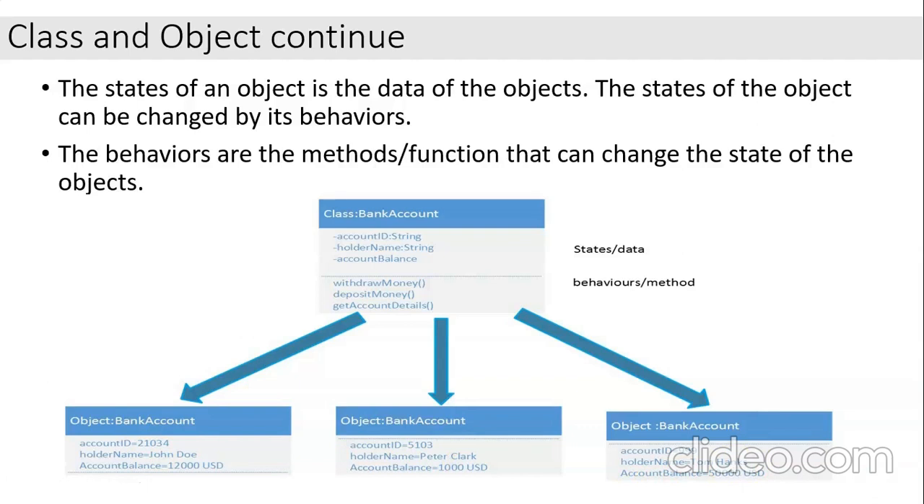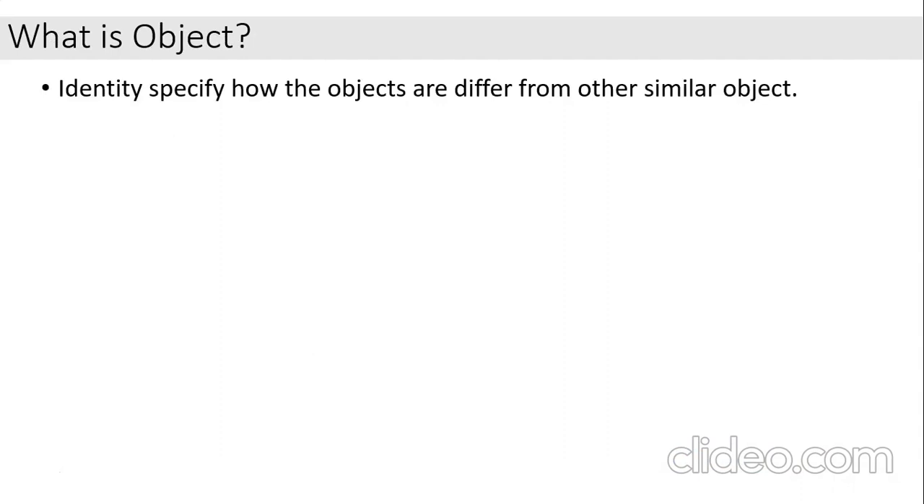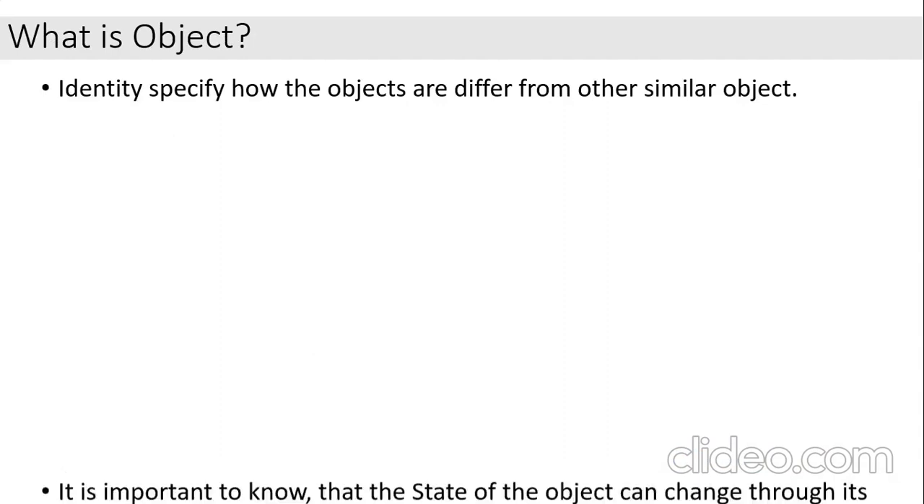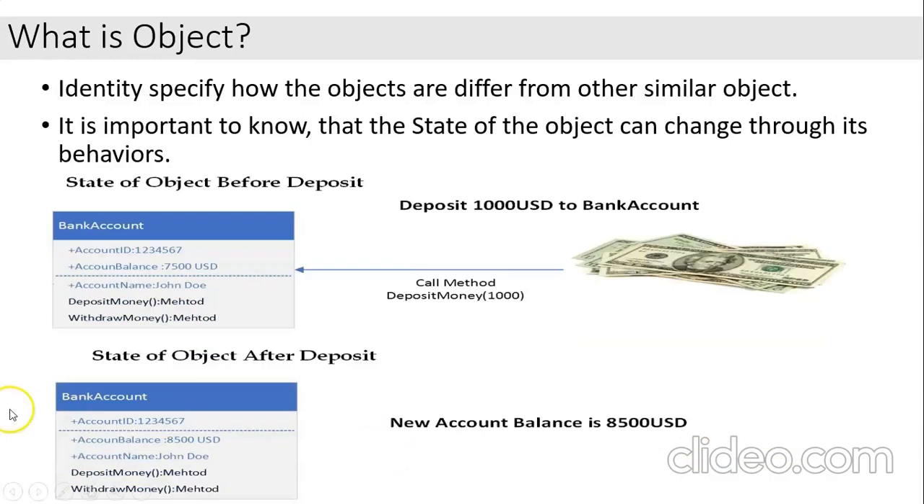So these are real-life bank accounts having real, different states or data in the actual bank account objects. So identity specifies how one bank account is different from another bank account. And another important thing is that the state of an object can be changed through its behavior, meaning data can be changed through methods. So here is the bank account of John Doe.